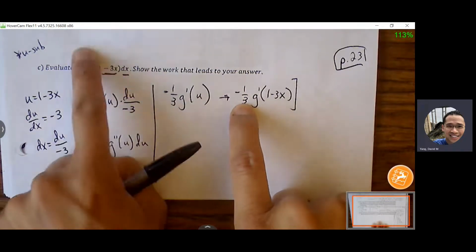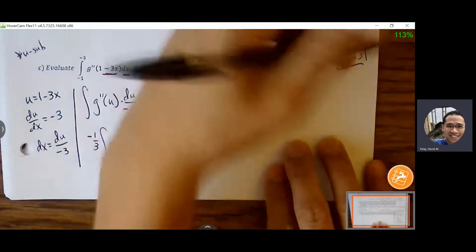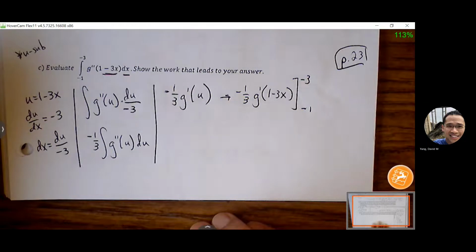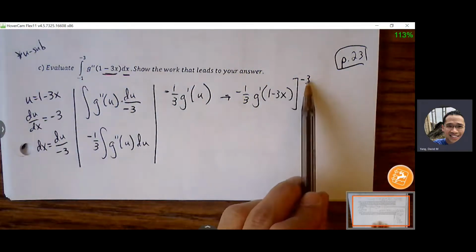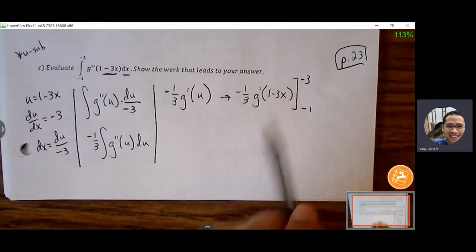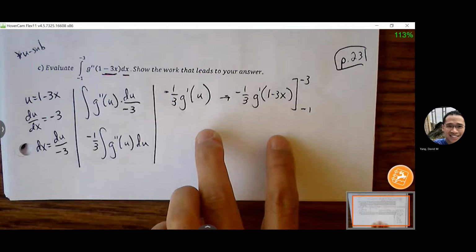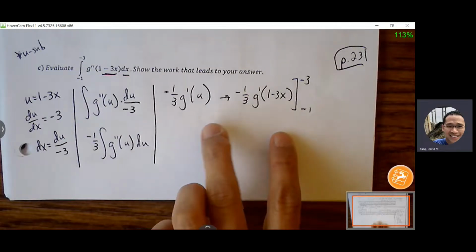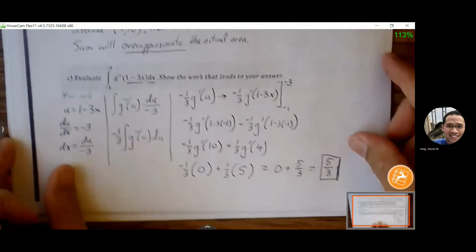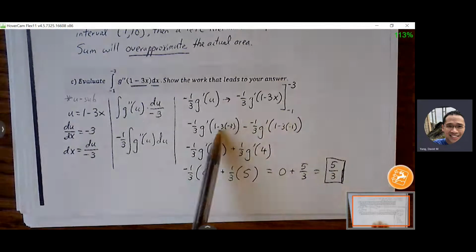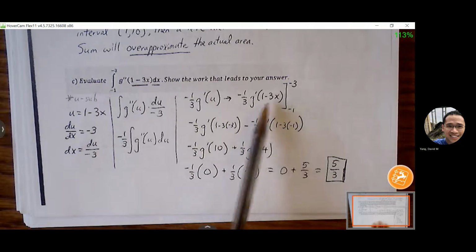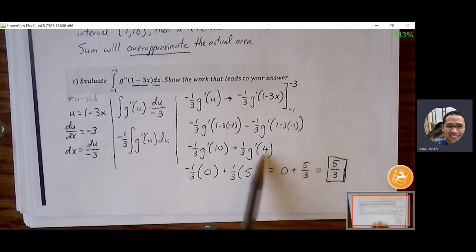I'm also keeping track of my coefficient. I can now work in my original bounds. Insert my upper bound in for x, do the same thing for the lower bound. Our table of values above can help us make our final substitutions. So -3 in for x, I get 1 minus 3 times -3, which is 10. And then 1 minus 3 times -1, that's 1 plus 3, which is 4.